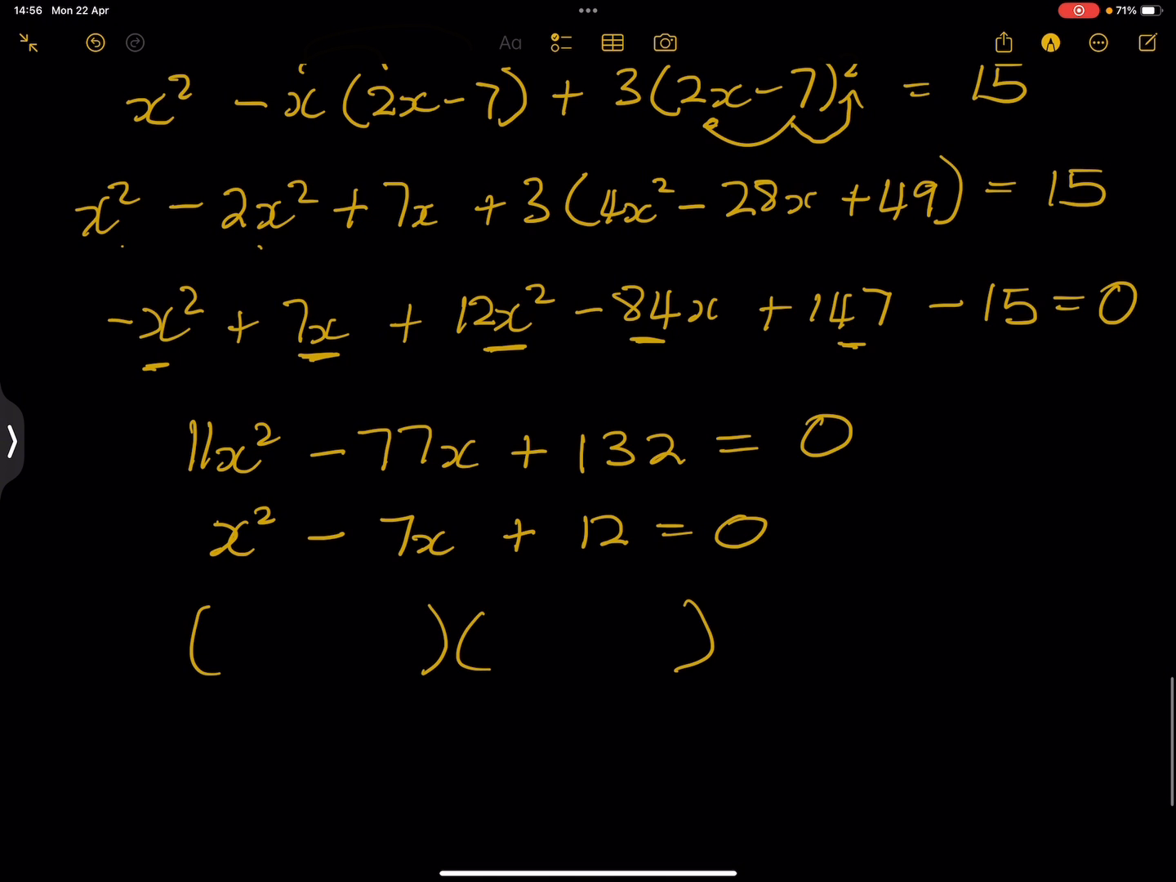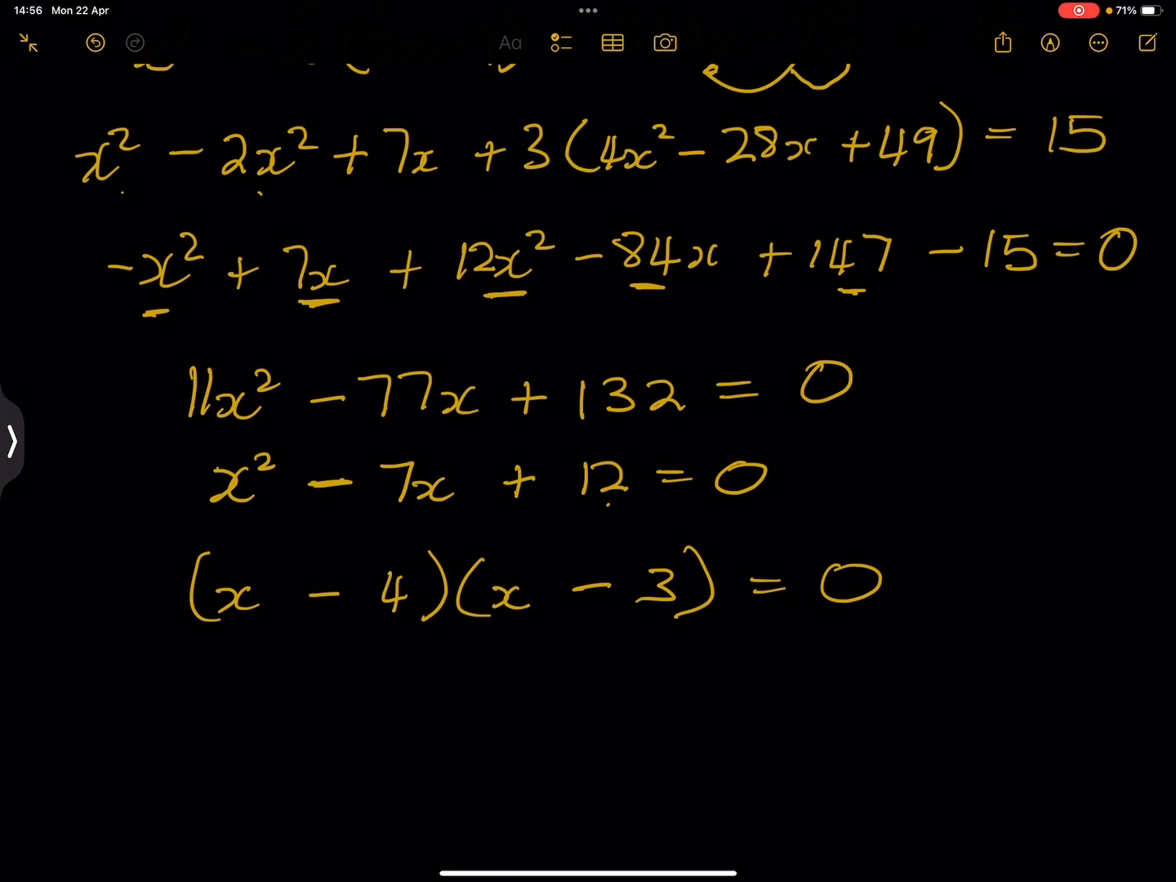And we factorize. We've got x and x. Factors of 12 such that when I add them, give me 7. It's definitely 4 and 3. And in this case, my signs are negative. That will be the sign of the middle term. So x is equal to 4 or x is equal to 3.